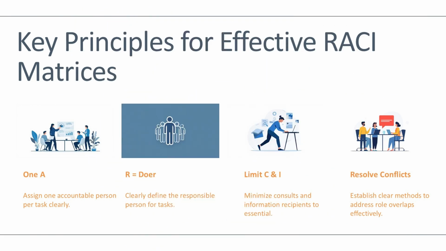Some of the tips for strong RACI: Only one A per activity, because accountability can't be shared. R, that is responsibility, must be the person doing real work, not the person approving. Stop giving too many C's and I's, that is consulted and informed, because EPC companies make everyone consulted, but the result is delays. Show this RACI in toolbox talks, induction and monthly reviews. If you fix RACI, you fix 40% of delays.